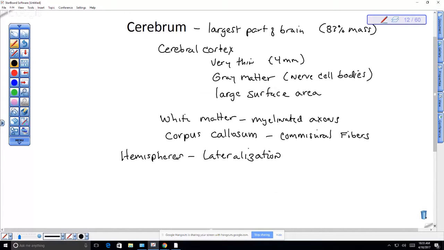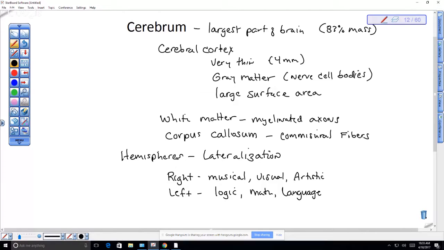And so the right side of the brain tends to be more creative, and it also tends to be more visual and musical and artistic, okay? So this is the right side: musical, visual, artistic. The left side is the side that tends to be logical. So we have logic, math, and even language, maybe grammar, putting words together. That is said to be the left side of the brain.